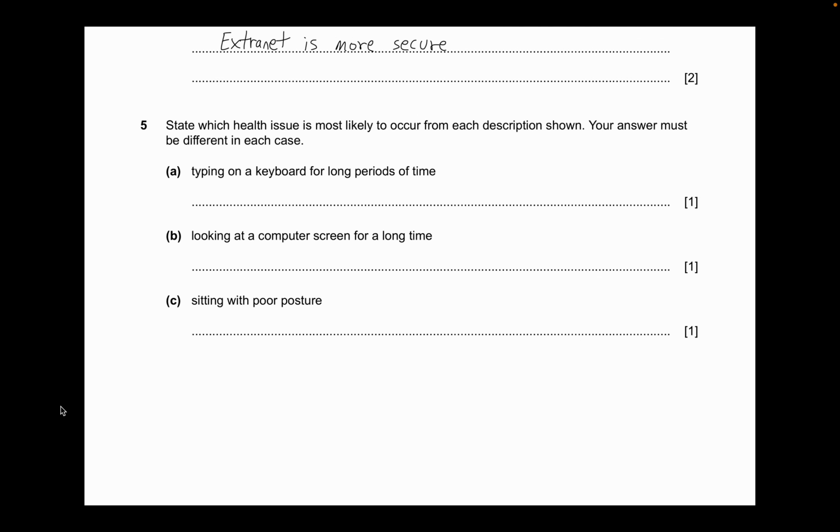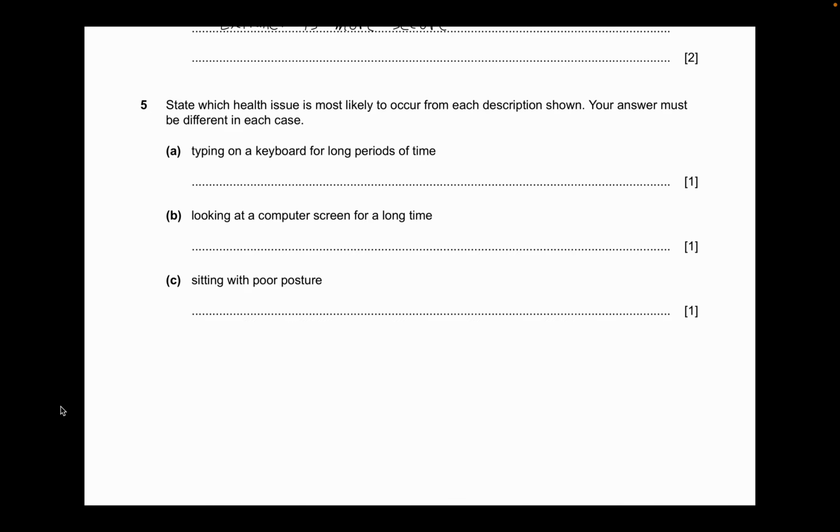Next question. State which is most likely. Your answer must be different. Typing on a keyboard for long periods of time. You can mention repetitive. You can mention this point.